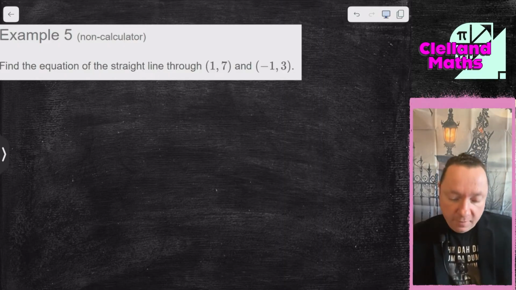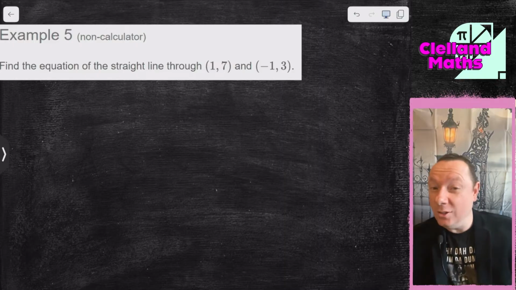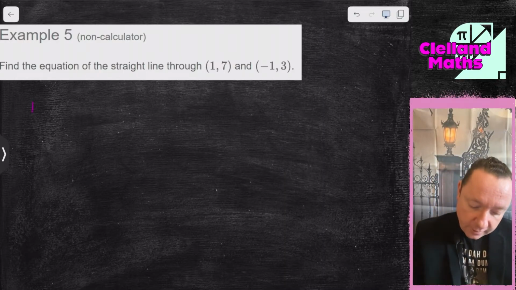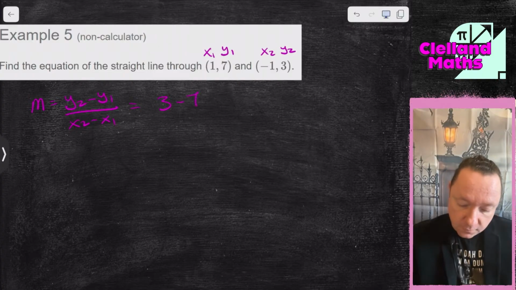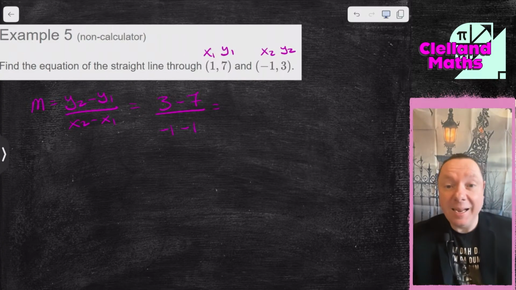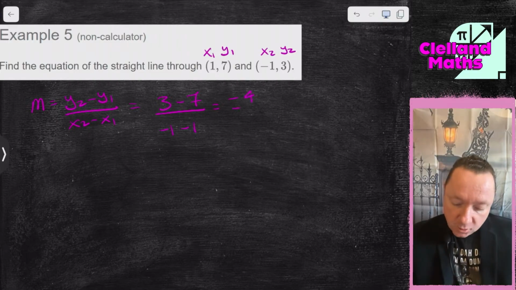Example 5. Find the equation of a straight line through 1, 7 and minus 1, 3. So this time I'm not told the gradient, so I need to do that first. So remember the gradient is y2 minus y1 over x2 minus x1. So I call that x1 and y1, and this one x2 and y2. So that gives me 3 minus 7 all over minus 1 minus 1. 3 minus 7 is minus 4, and minus 1 minus 1 is minus 2. A minus divided by a minus is a plus, and 2 goes into 4 twice.